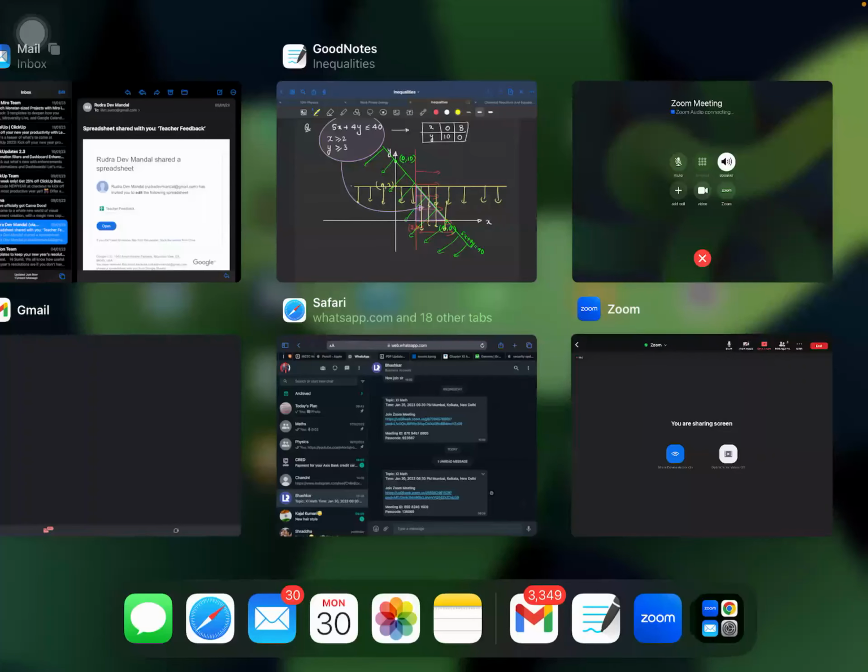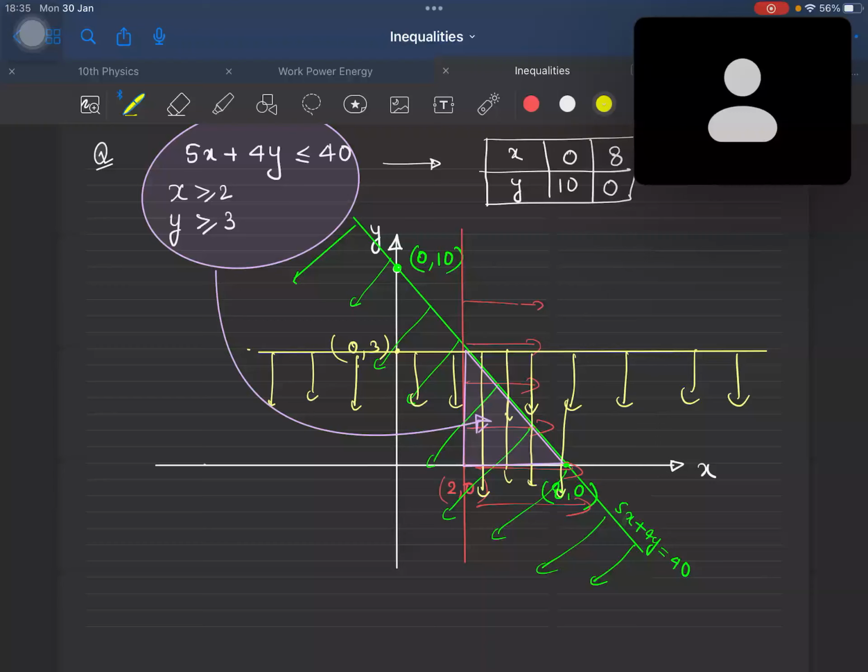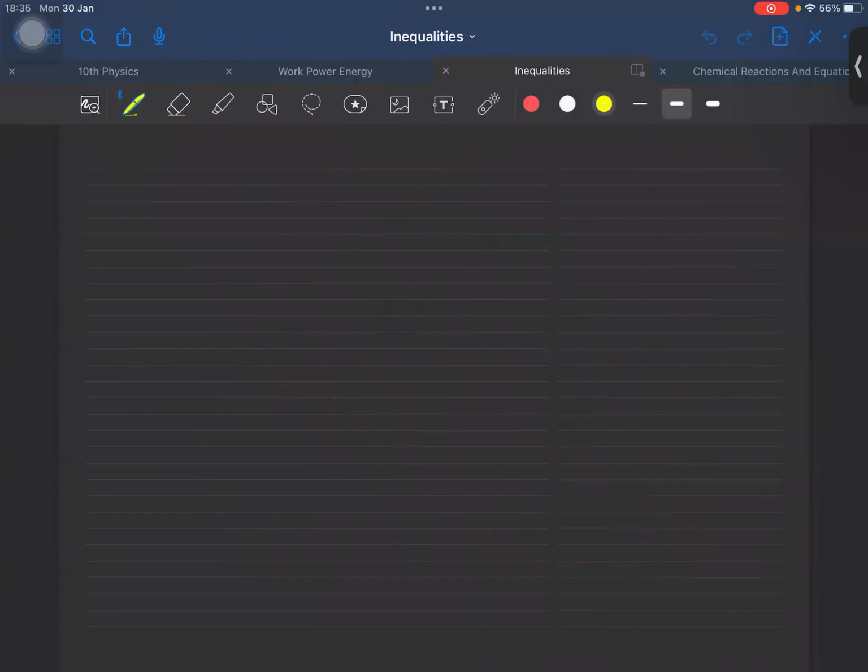So we were discussing inequalities, and we have solved some of the problems based on inequalities. Hopefully everyone can listen to me. Yes, sir. Okay. So did you try to solve problems on inequalities? Because we have covered all the topics in inequalities. There is nothing much to be done here. What we can do is solve some word problems.